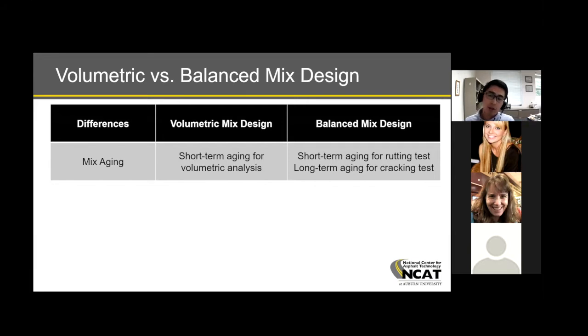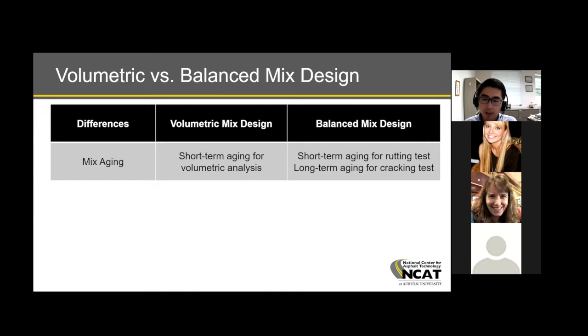Before we get to those case studies, I want to spend some time to discuss the difference between volumetric mix design and balanced mix design. There are lots of differences in the way we do mix design and production acceptance. But coming back to the focus of today's discussion, the specimen preparation.